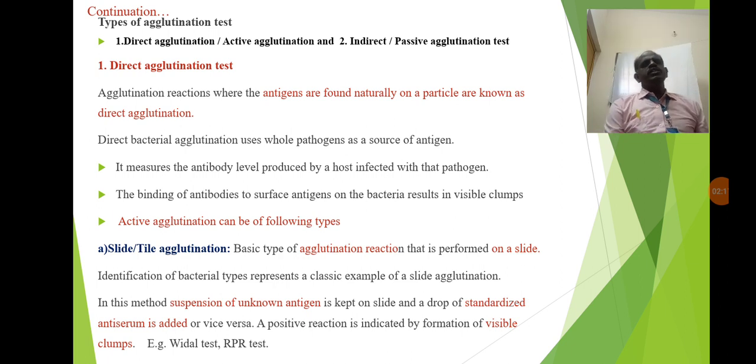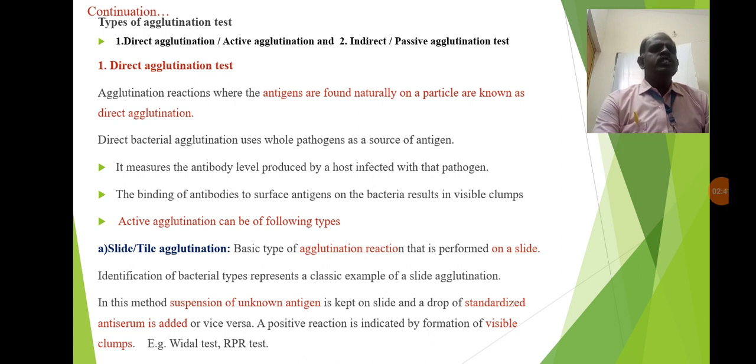And types of agglutination tests. There are generally two types of agglutination. One is direct agglutination, another one is indirect agglutination. A direct agglutination test is a reaction where antigens are found naturally on a particle, and that is generally called direct agglutination.